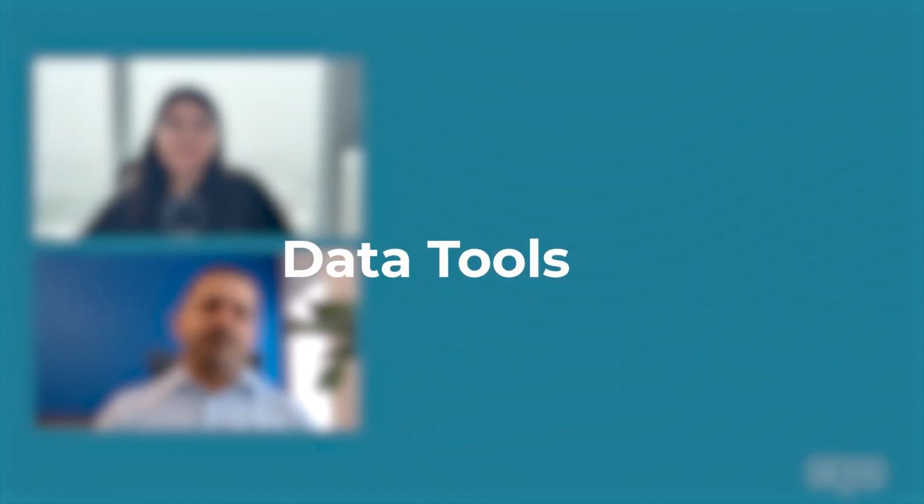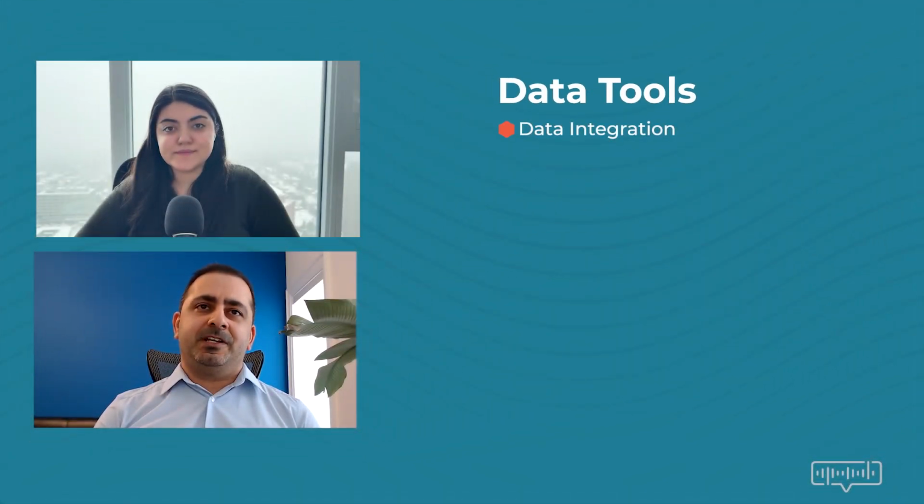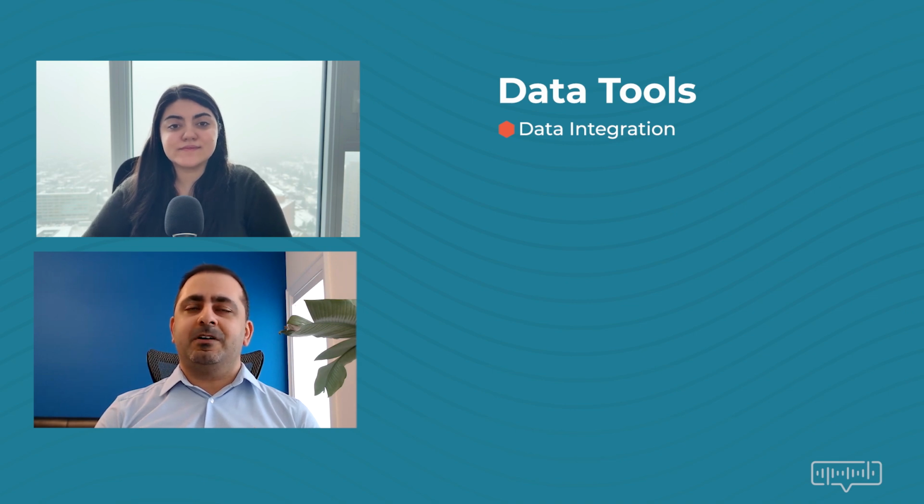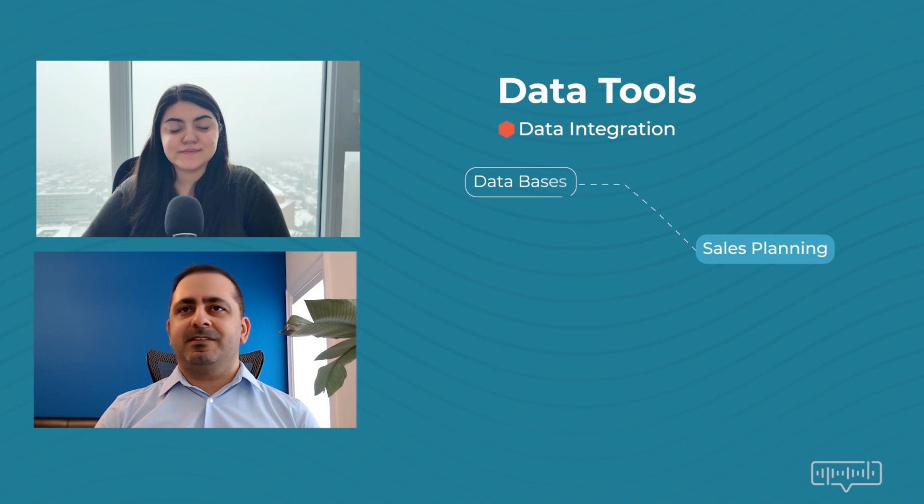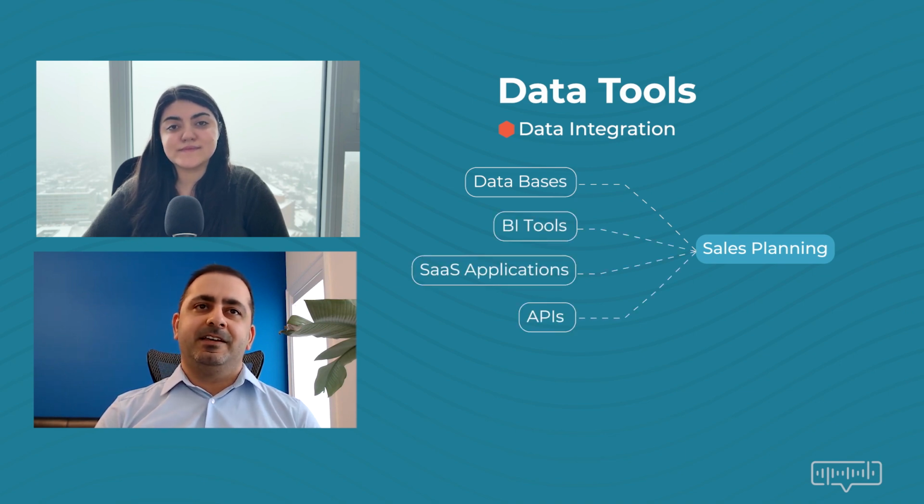So let's start with how do we get data into the platform? Data integration functionality is very much a required portion to automatically and securely extract data from databases, BI tools, SaaS applications, APIs, and the likes. And with access to your mission critical data, you help ensure that the planning decisions are based on a comprehensive view of the organization's operations.